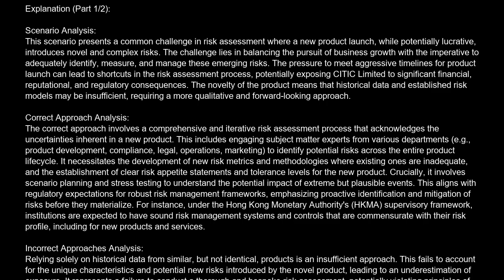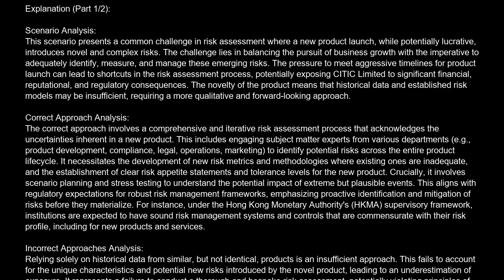Explanation. Scenario analysis. This scenario presents a common challenge in risk assessment where a new product launch, while potentially lucrative, introduces novel and complex risks. The challenge lies in balancing the pursuit of business growth with the imperative to adequately identify, measure, and manage these emerging risks.